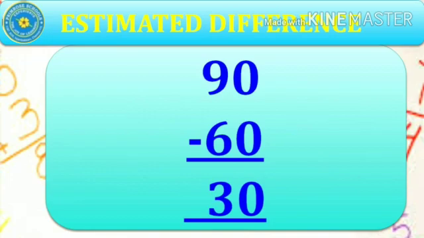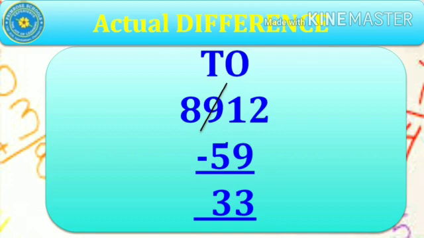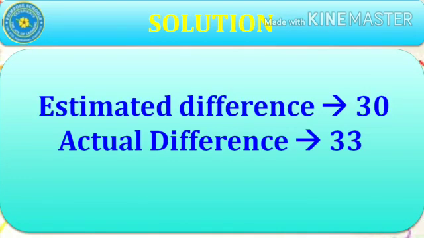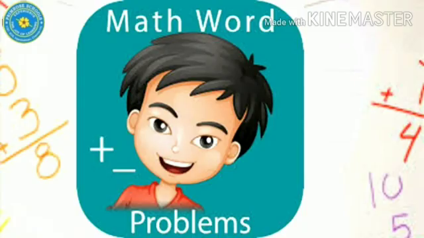Now let us find the actual difference. 91 minus 59. So when you subtract 59 from 91 after borrowing, what do we get? We get the actual difference as 33. Let us now compare the estimated difference and actual difference, which is 30 and 33. Pretty close, right? Good. Let us now solve the word problems.